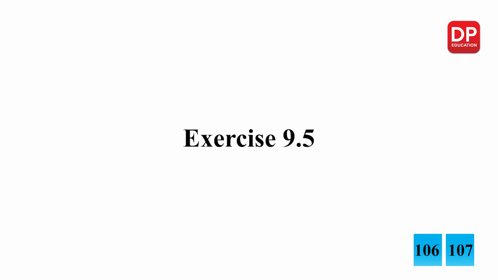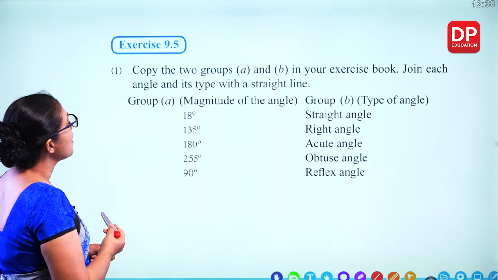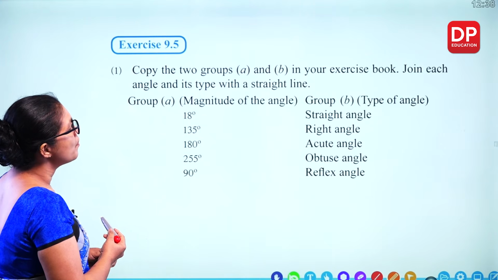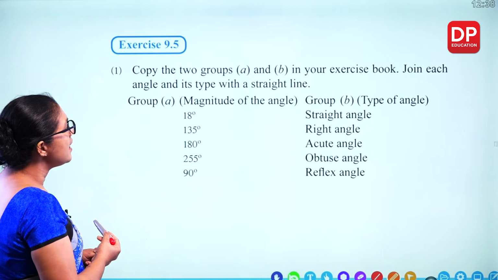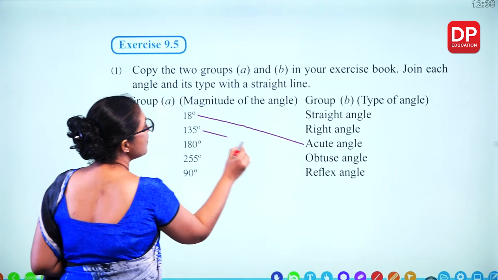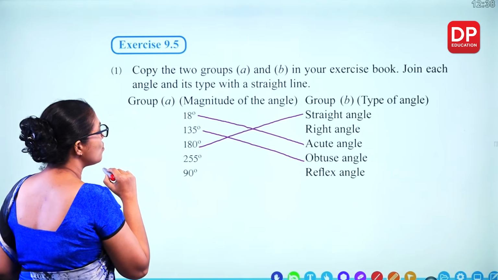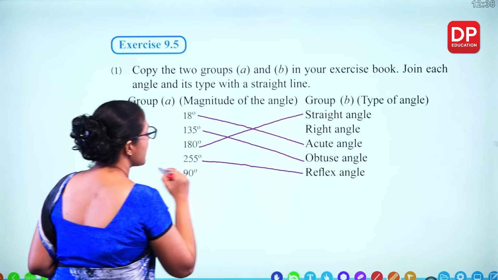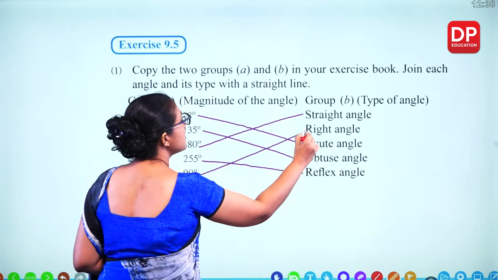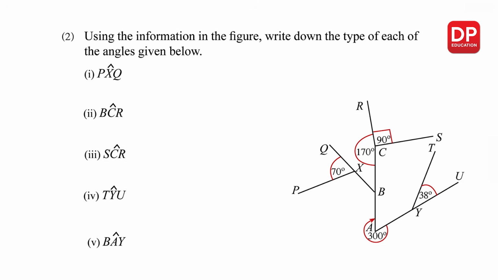Exercise 9.5. Copy the two groups A and B in your exercise book. Join the angle and its type with a straight line. Group A is the magnitude of the angle and group B is the type of angle. 18 means acute. 135 obtuse. 180 straight angle. 255 a reflex angle, and 90 means right angle. You already know that. Using the information in the figure, write down the type of each of the angles given below.